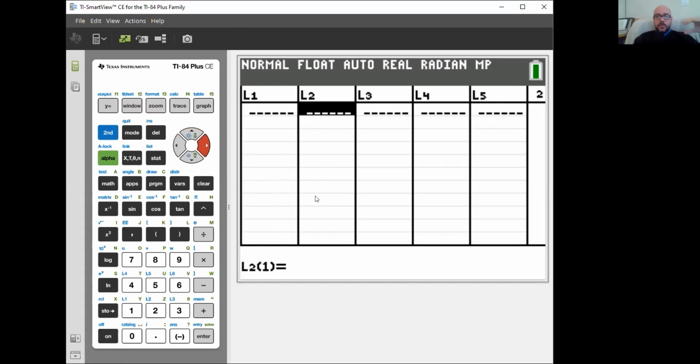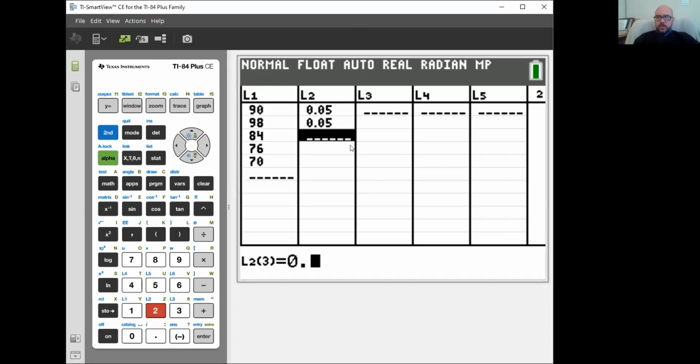So I'm going to put in the things that she got as whole numbers. She got a 90 on the first book report and 98 on the second one, 84 on the midterm, 76 on the research paper, and 70 on the final. And those were worth respectively 5%, 5%, 20%, 30%, and 40%.